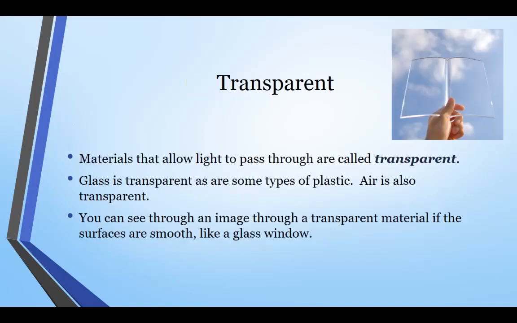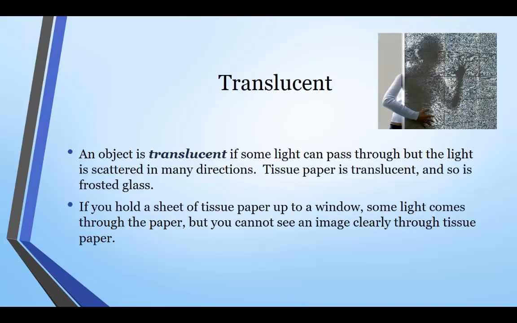Transparent allows almost all of the light to go through, so you can see behind the material just as if the material wasn't there, and the term we use for this is transparent. Glass is the first thing that typically comes to mind, but certain types of plastics are also in this category. Air is also transparent. You can see an image through a transparent material if the surfaces are smooth, like a glass window. If you do not have a smooth surface, it can start to bend some light or scatter it off into different directions, which leads us into translucent.